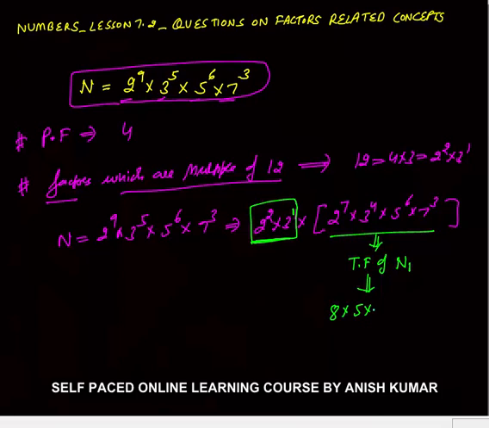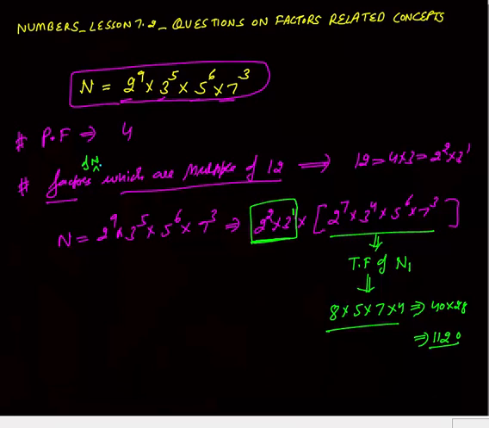8 into 5 into 7 into 4. We are just adding 1 to the power. So 8 5s are 40, into 28. This is 4 8s are 32, 4 2s are 8, 3 11. 1120 will be the factors of n which are multiples of 12. Simply we have to take 12 common, and the number will be, let's say, n1. So every factor of n1 multiplied by 12 will become a multiple of 12.